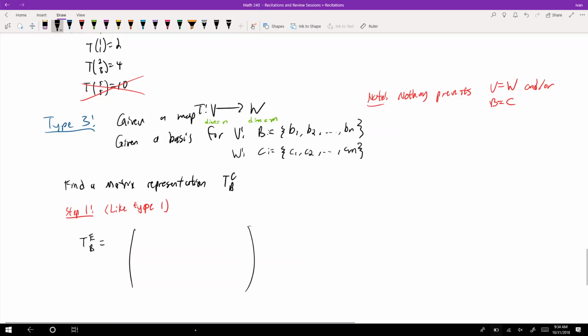So we have this. All right. In the columns, right, this is why I said it was like type 1, you just literally put T of B1, T of B2, through T of Bn into the columns. But here in the rows, this is going to be your output standard basis. You're going to have E1, E2, all the way through EM.